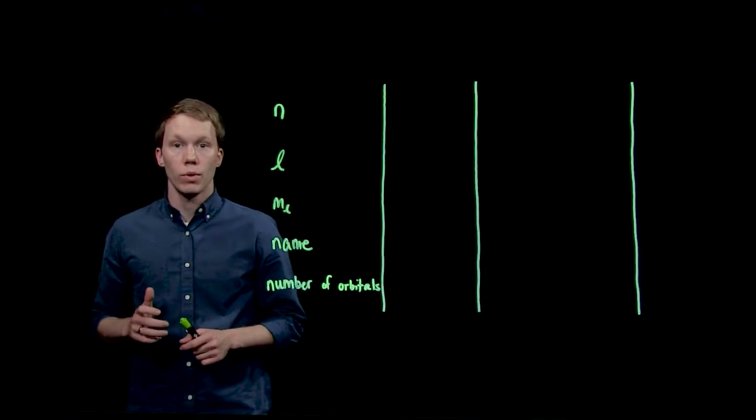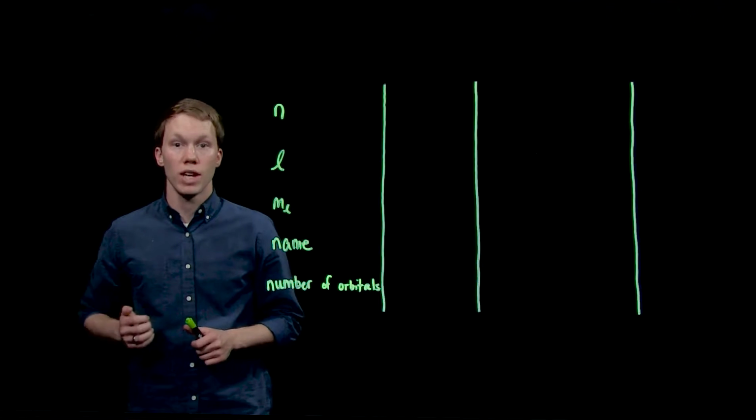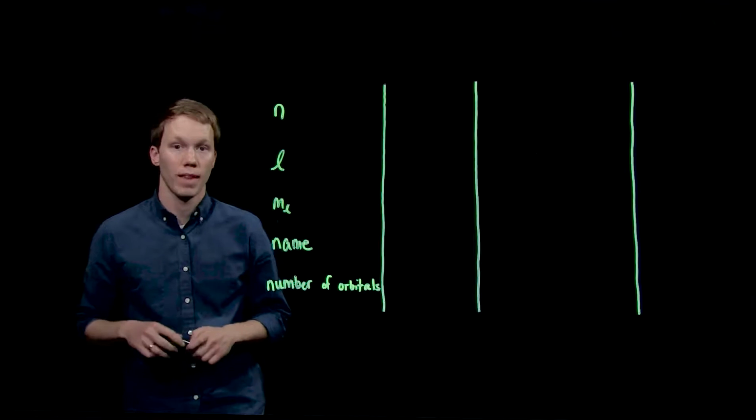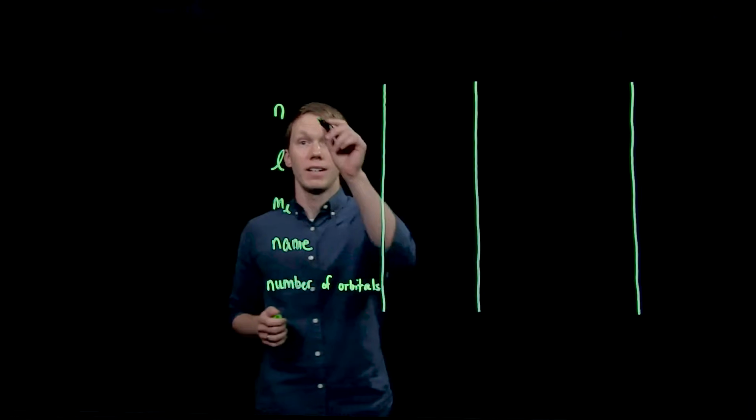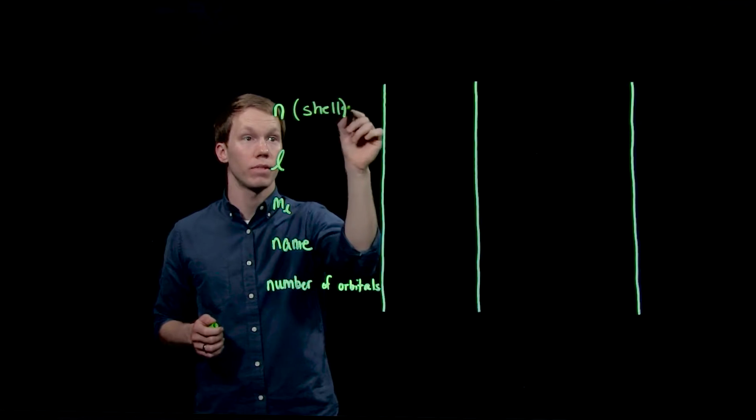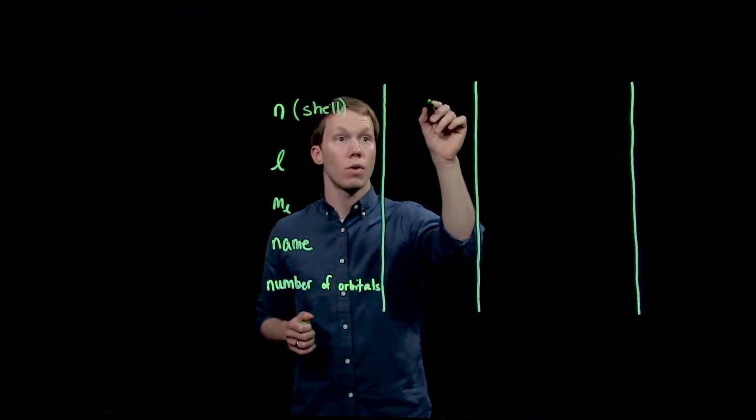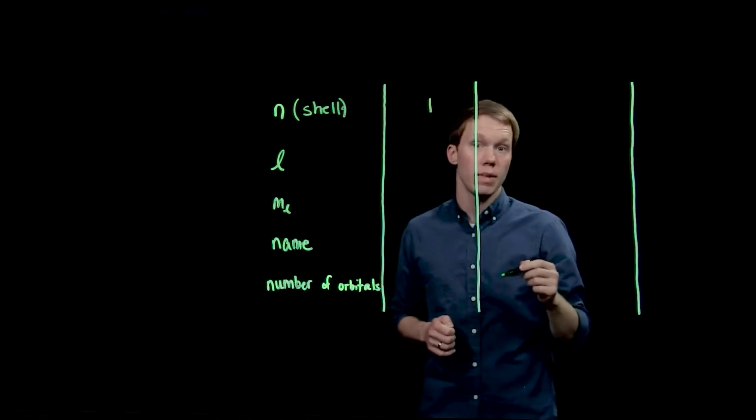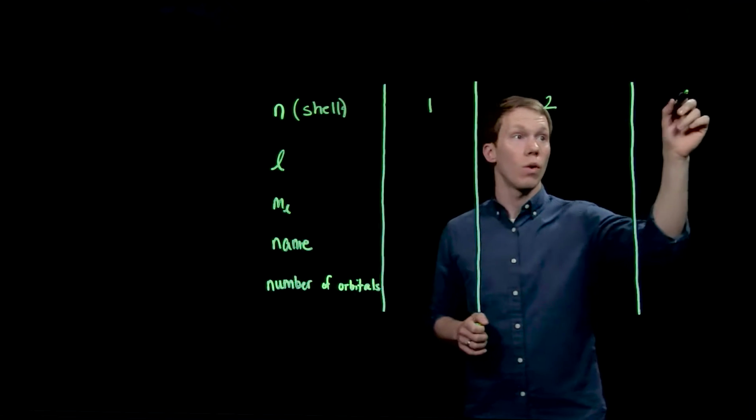Now that we know the rules, let's summarize and give you a chance to practice using those rules. So our n is defining the shell or the energy. This corresponds to the lowest number it can be as 1, 2, or 3.